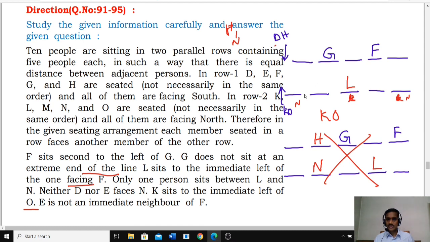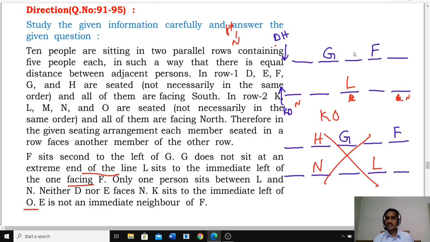In the remaining case, F sits second to the left of G, G does not sit at any one of the extreme ends, L sits to the immediate left of the one facing F, and only one person between L and N. Next one, neither D nor E faces N, N and H are opposite to each other. Now, sir, N and H are opposite to each other.